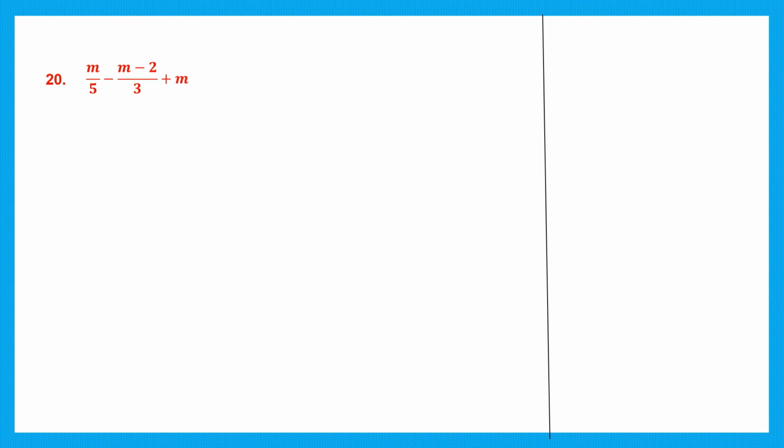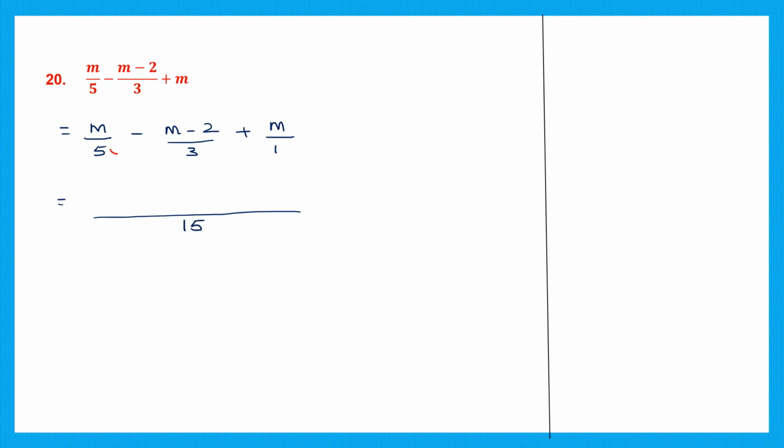Question 20. So let's begin. m by 5 minus (m minus 2) by 3 plus m, and we'll write the denominator 1. Now let's look at the denominators 5, 3 and 1. So we must find the LCM of 5 and 3, and they are both prime numbers. So the LCM will be 5 into 3, 15. So let's write 15 as the common denominator for all.